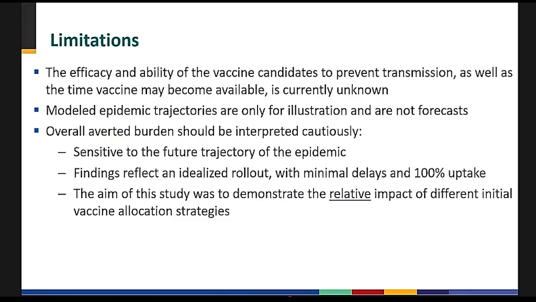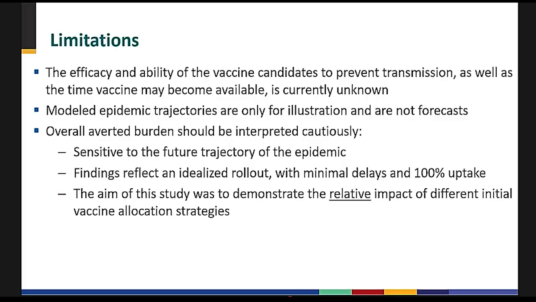This analysis is subject to several limitations. Most importantly, all the characteristics of the vaccines were assumed, and the efficacy and ability of the vaccine candidates to prevent transmission, as well as the time the vaccine may become available, are currently unknown. As shown in this analysis, these assumptions can change the results significantly. It's also important to note that modeled epidemic trajectories are only for illustration and are not a forecast.